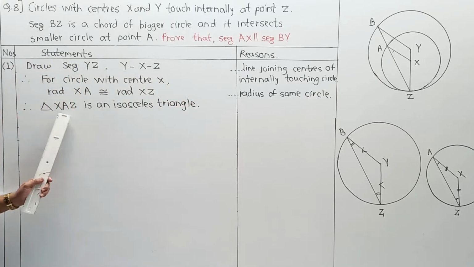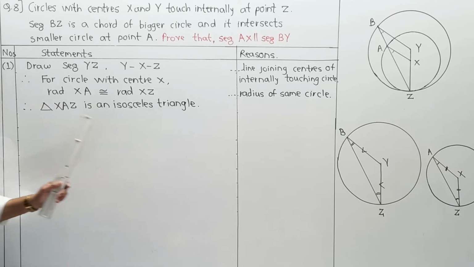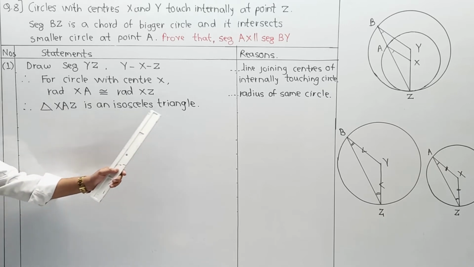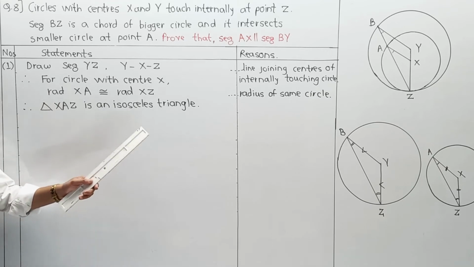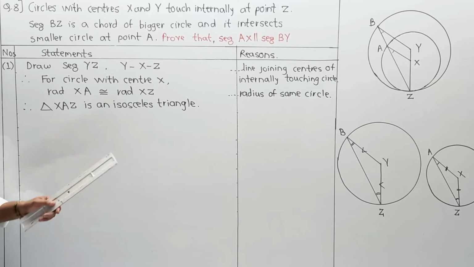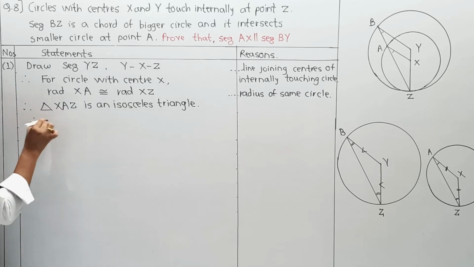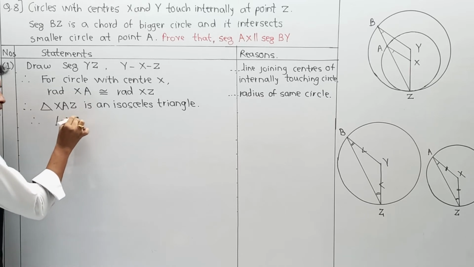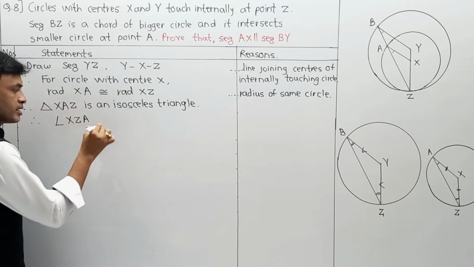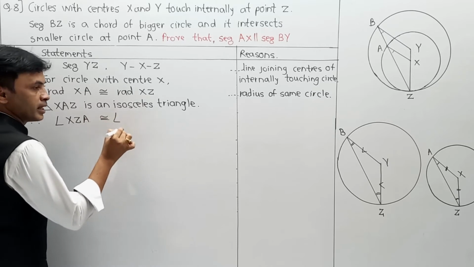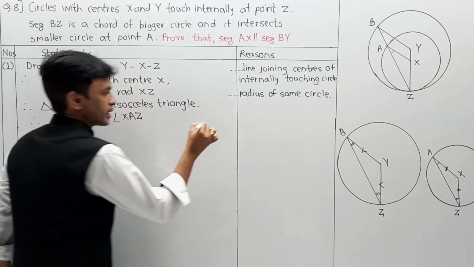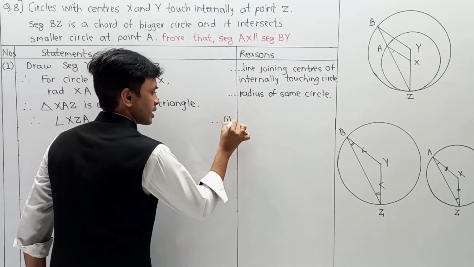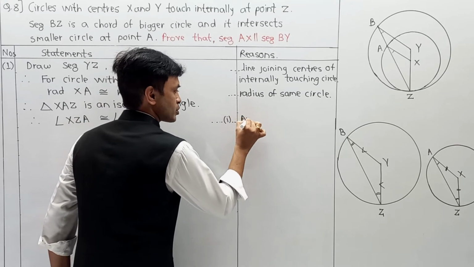Now, as triangle XAZ is an isosceles triangle, now your next part will get started. Triangle XAZ is an isosceles triangle, then you can say angle XAZ is equal to angle XZA. Therefore, angle XZA is congruent to angle XAZ. I'm going to call it equation number 1, and the reason is angles of isosceles triangle.